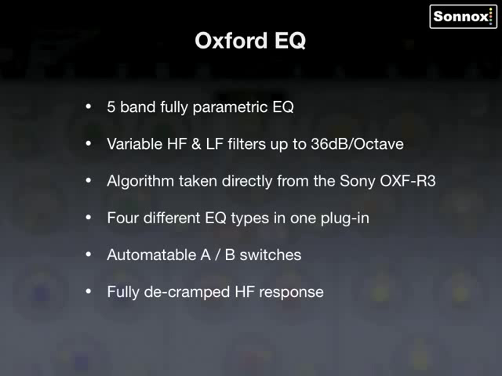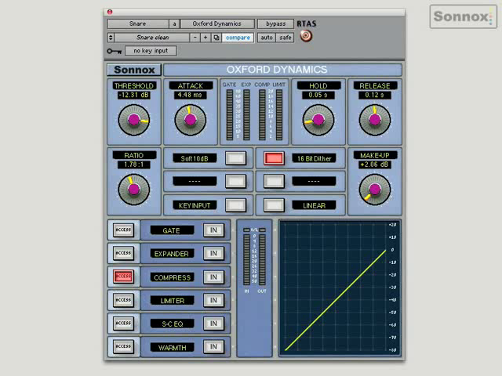So let's take a look at the Oxford Dynamics plugin. It's also taken directly from the Oxford console. It has the same look and feel. It's a big plugin with several different sections with these access buttons which change the controls here. Now, if we didn't do that, it would probably take up the whole screen.